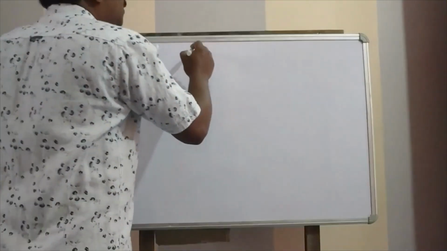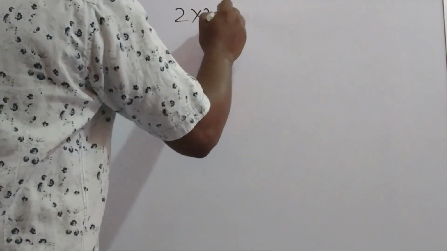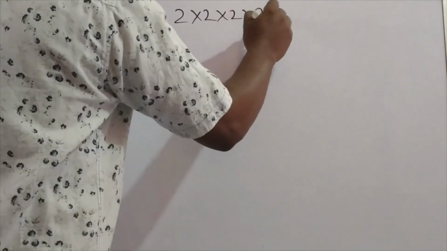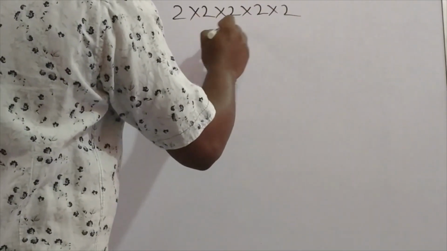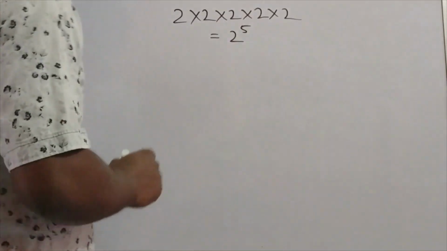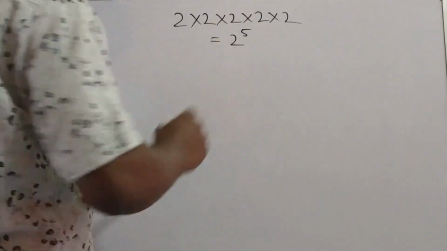Start the chapter. Exponent is very interesting, also important. So what is exponent? Exponent means so many numbers are given, we have to make it certain. Suppose 2 into 2 into 2 into 2 into 2. How many 2's are there? 5 2's are there. So we can write it 2 to the power 5. So this is in the exponent form.